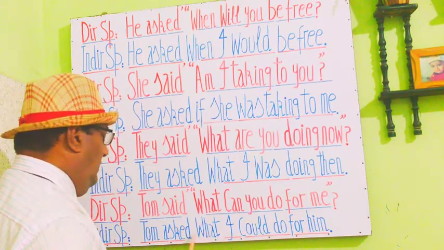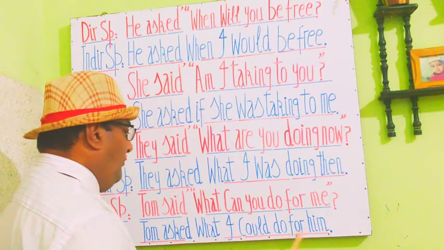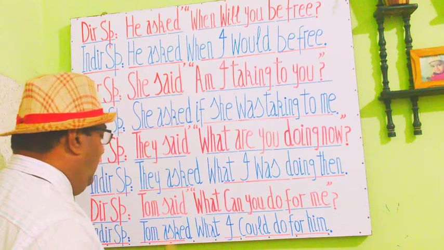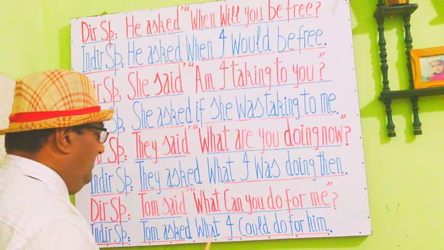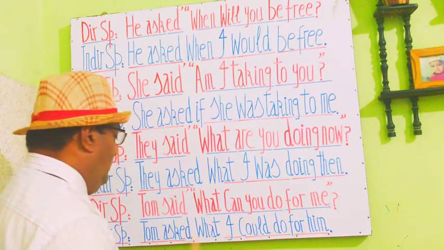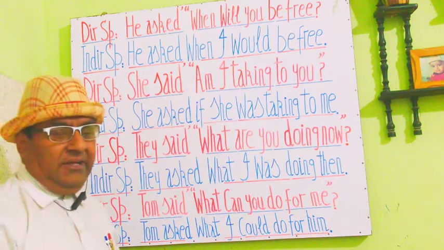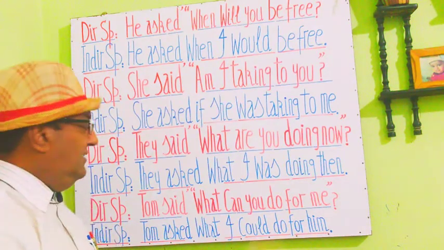Tom ne pucha, excuse me, Tom ne pucha what I could do for him. मैं उसके लिए क्या कर सकता हूँ? Very beautiful statement. Tom asked what I could do for him. Tom ने पूछा मैं उसके लिए क्या कर सकता हूँ? Hey guys, आपने देखा कि इंतहाई खूबसूरत phrase है indirect speech में.